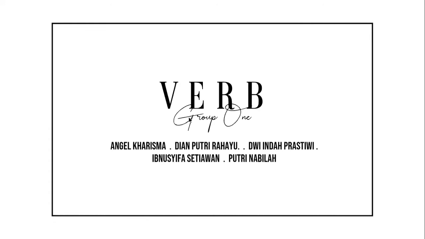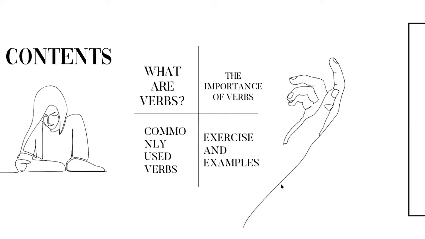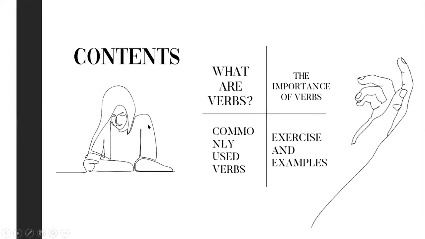We are from Group 1, and today we will be discussing verbs. Our members consist of Angel Kharisma, Dian Putri Rahayu, Dwi Indah Prastiwi, Ibnusyifa Setiawan, and Putri Nabilah. Our content for today is: what are verbs, the importance of verbs, commonly used verbs, and the last one is exercise and examples.